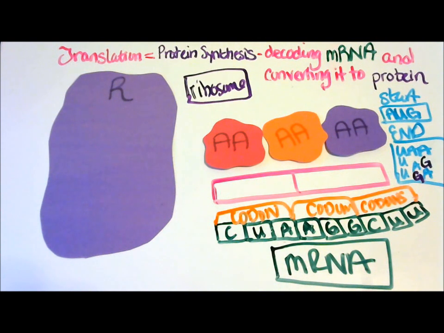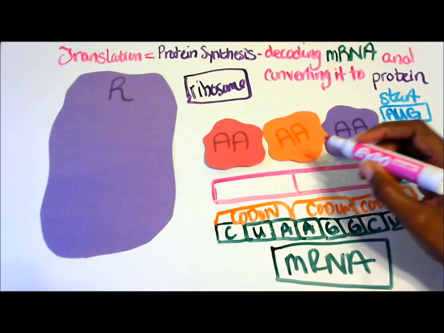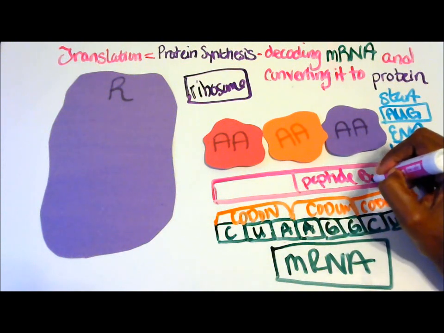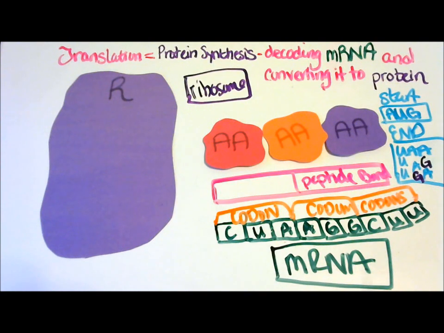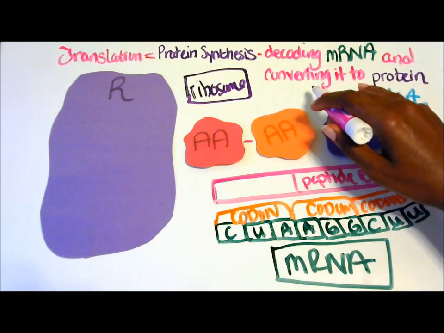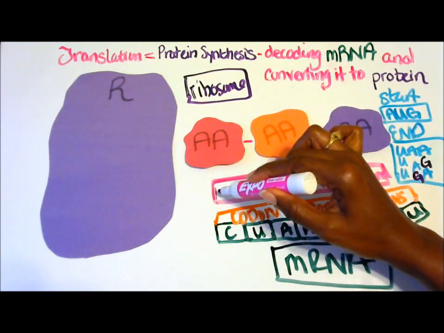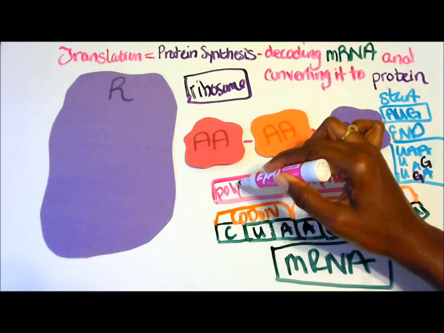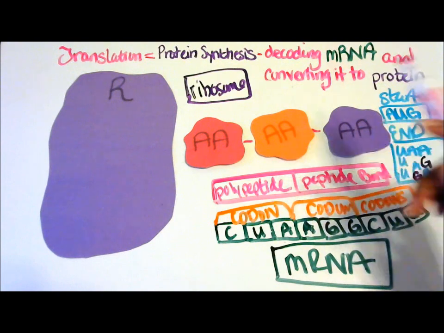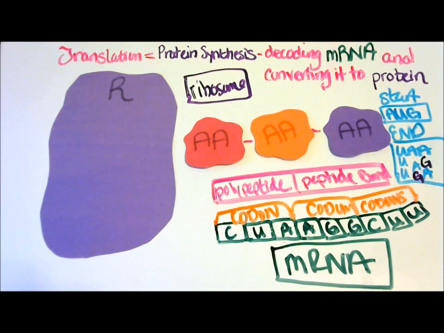Now, what is the bond that links these amino acids together? Peptide bond. And this whole chain is called a polypeptide. So that's translation.